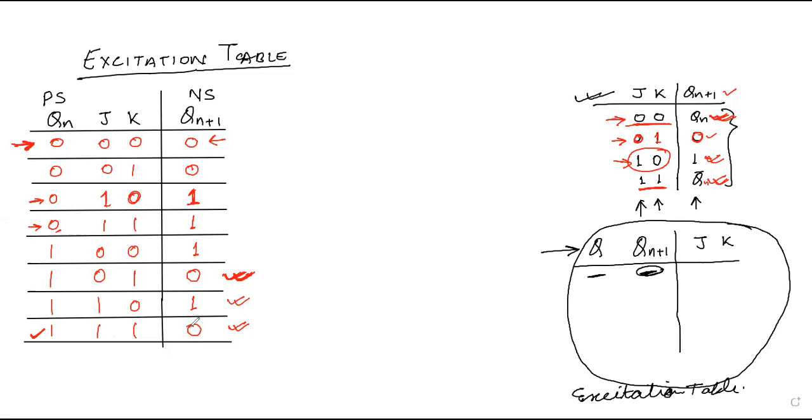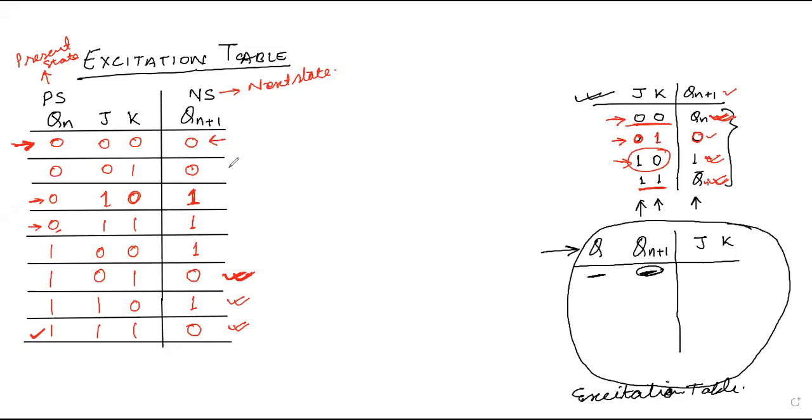Okay, so here we have created the present state next state table of the JK flip flop. PS stands for present state, and NS here stands for next state.